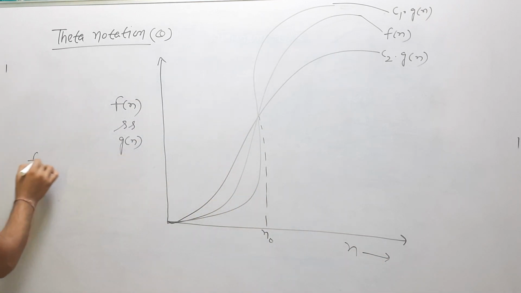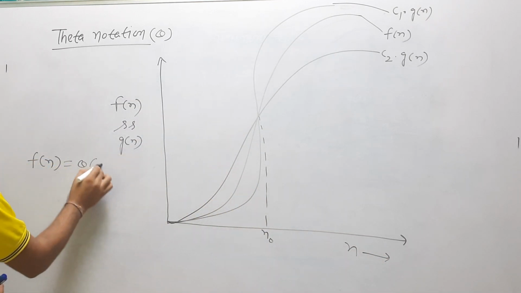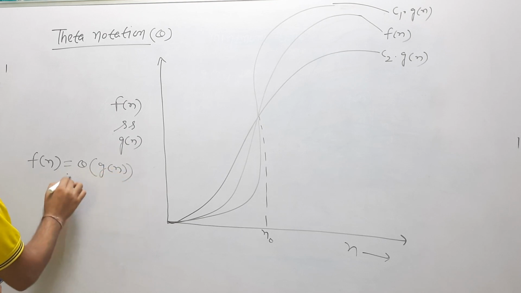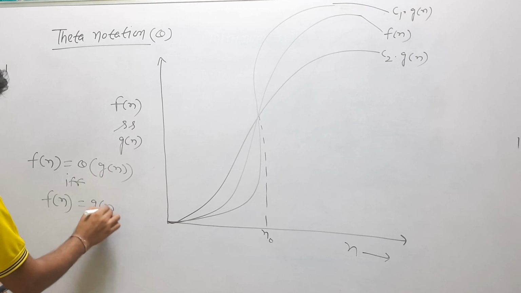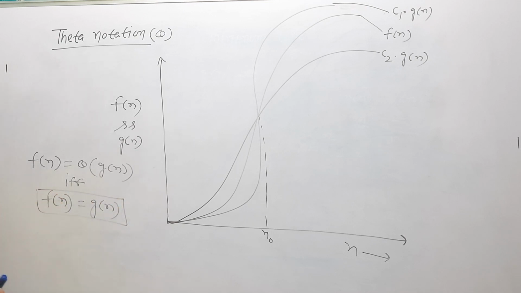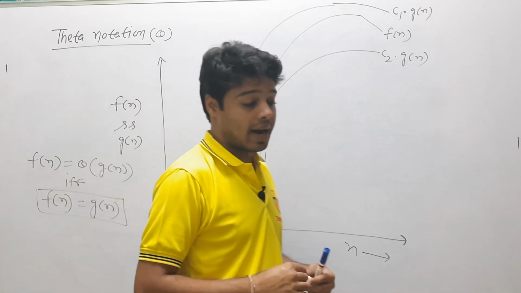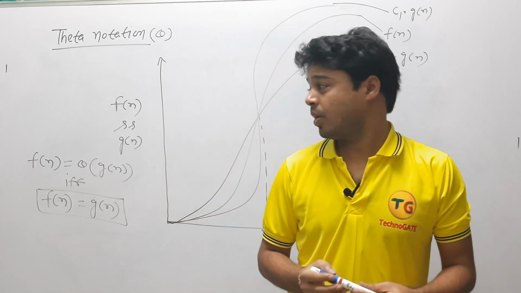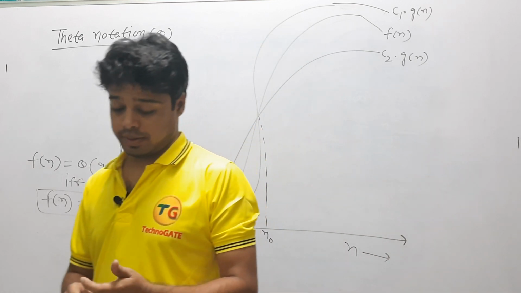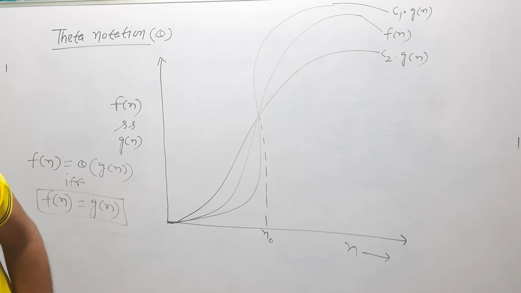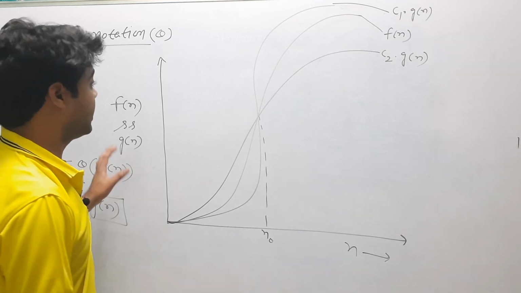Fn is theta of Gn if and only if Fn equals Gn, meaning both sides must be equal. Left hand side part and right hand side part must be equal. Otherwise it will not work here. So these are the three notations.